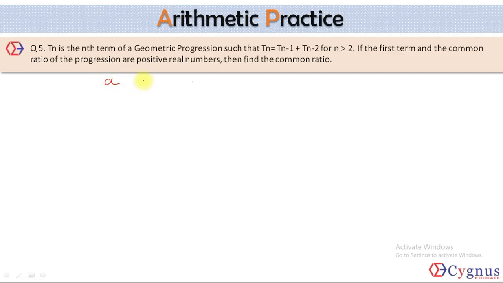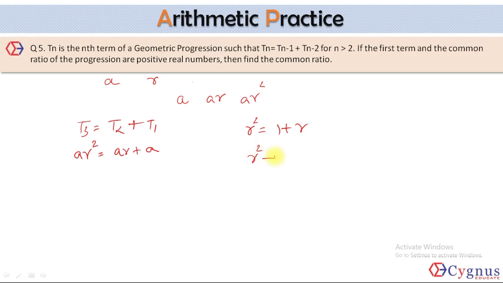Let the first term be a and common ratio be r. So the first term will become a, second term ar, third term ar square, and so on. So if I put n equal to 3 here, I can say that the third term must be equal to the sum of the previous two terms. So the third term, according to our assumption, ar square, must be equal to the second term plus the first term. When you equate this, a will cancel out and you will be left with r square is equal to 1 plus r. Or another way, I can say r square minus r minus 1 is equal to 0.